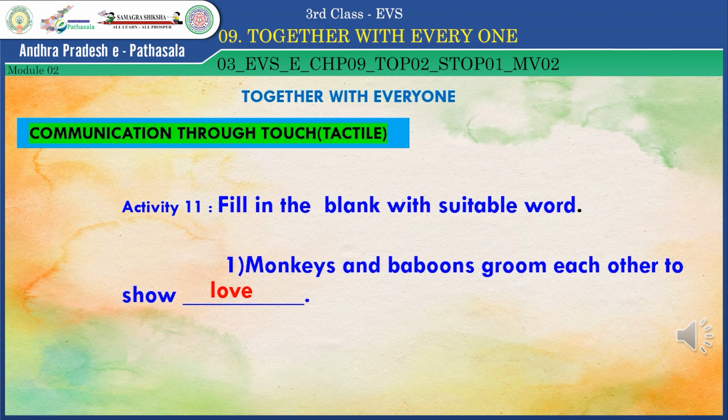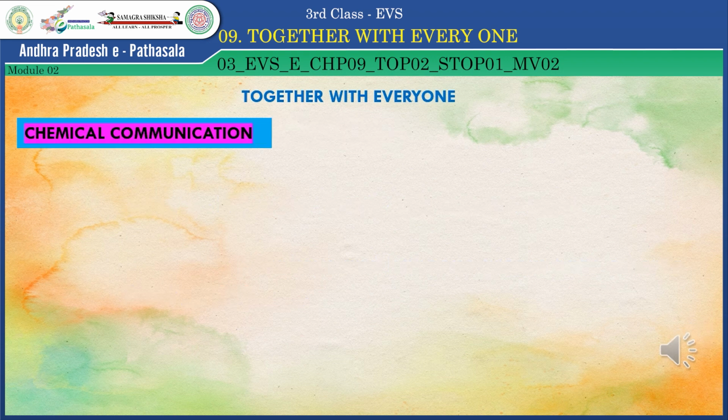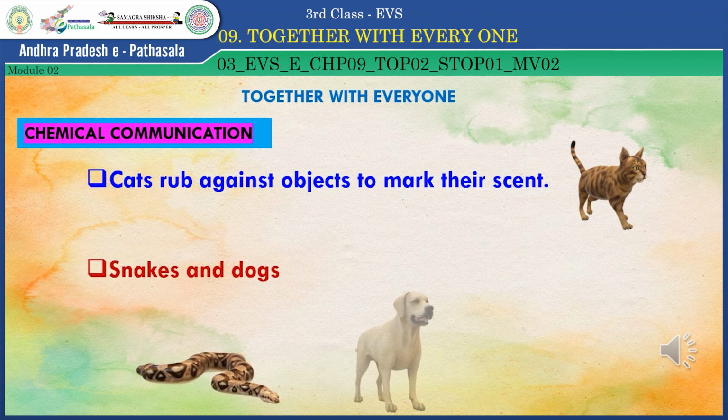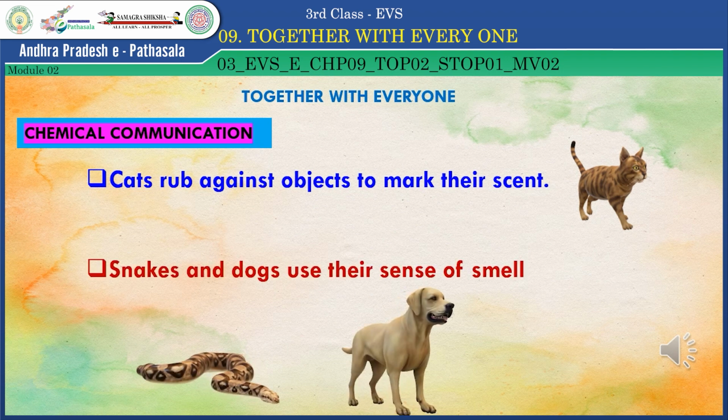Dear children, do you know cats rub against objects to mark their scent? Snakes and dogs use their sense of smell to identify enemies. How do these animals do this? These animals have scent glands. With these scent glands, animals communicate with other animals. This is the chemical communication.